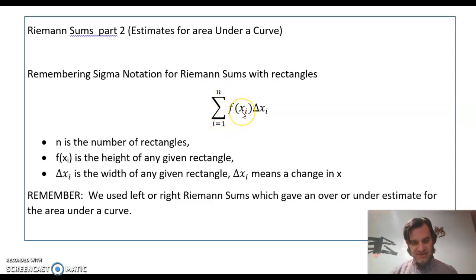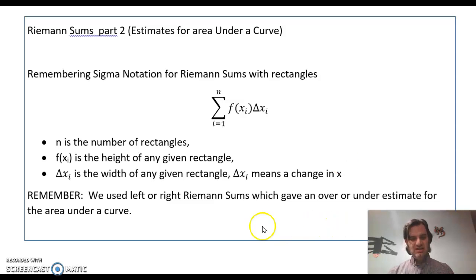F of x is the height of those rectangles. So you would pick an x value, whether it's the left side, the right side, the middle, the midpoint. Plug it in. That would give you a y, which would be the height of that rectangle at a point. And this over here, this change of x, this is basically a width, how wide the rectangle is from one x value to the next. Just trying to put this in a cleaner notation for where we're moving.